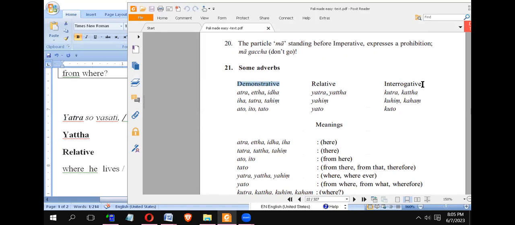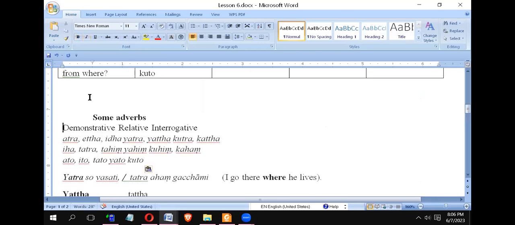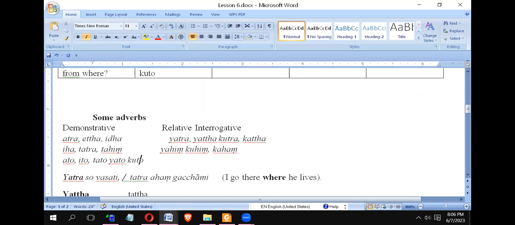Interrogative is actually talking about questions. So this question, I just copy here, easy for you. That's why it's not easy using my tablet, so I have to use computer. All right, so very simple. You got demonstrative, you got relative. There's only 3 types here.